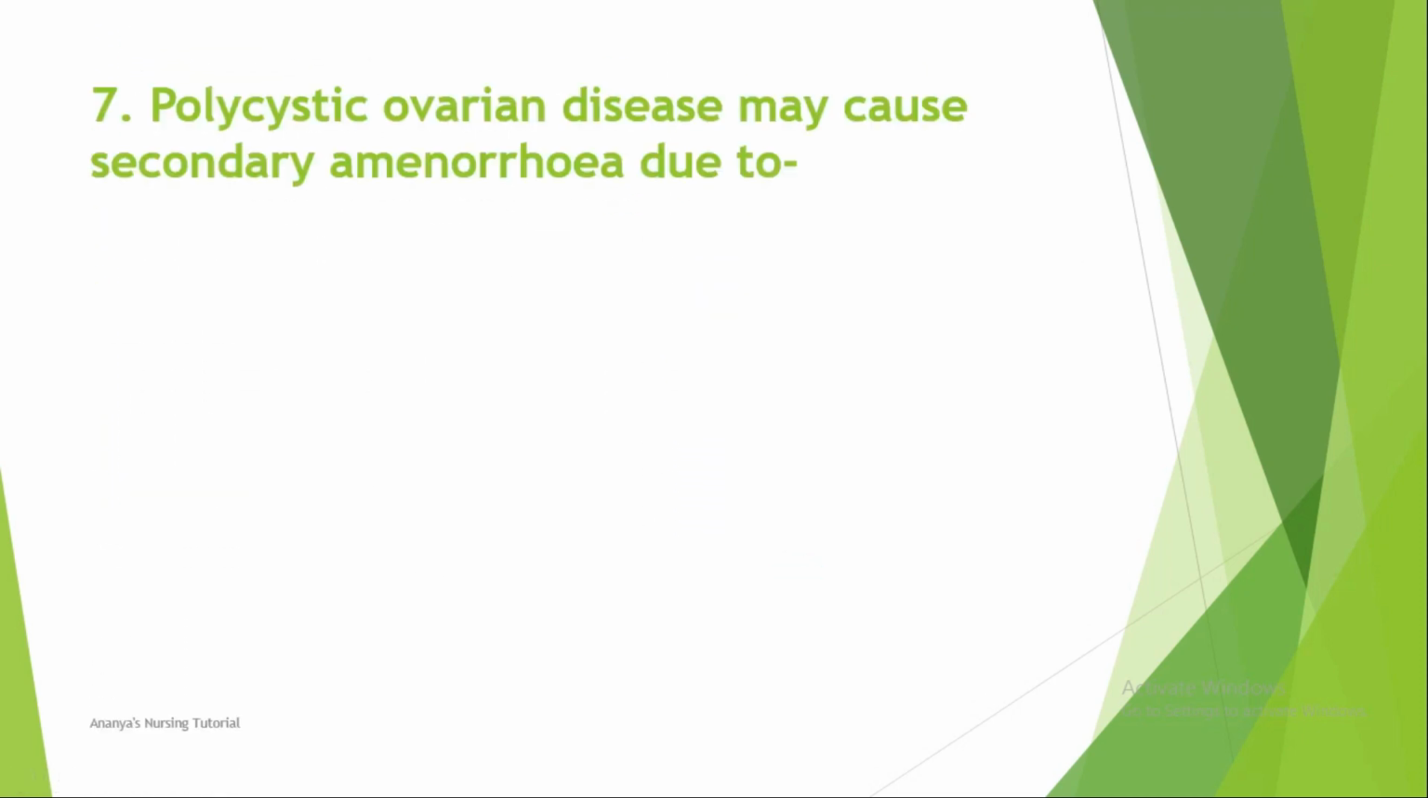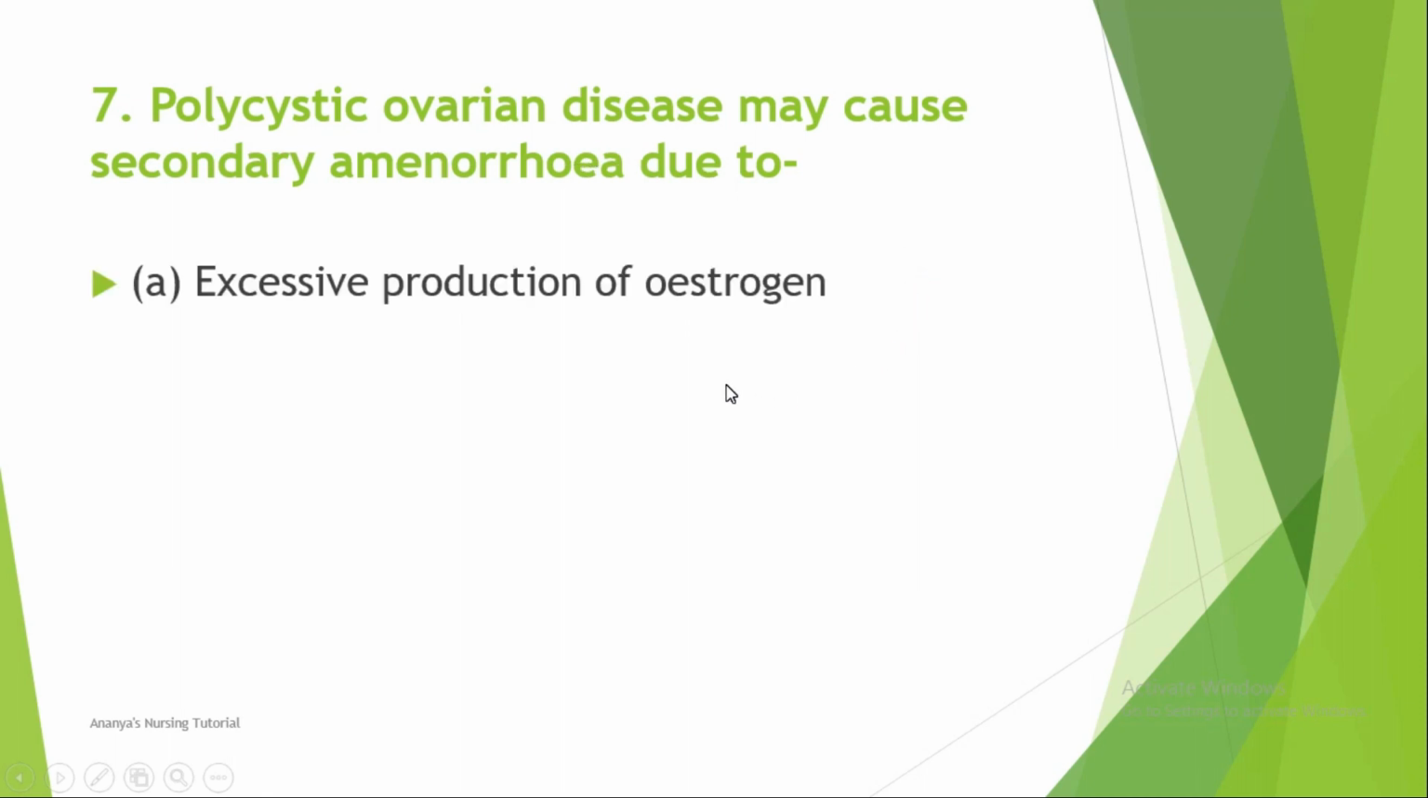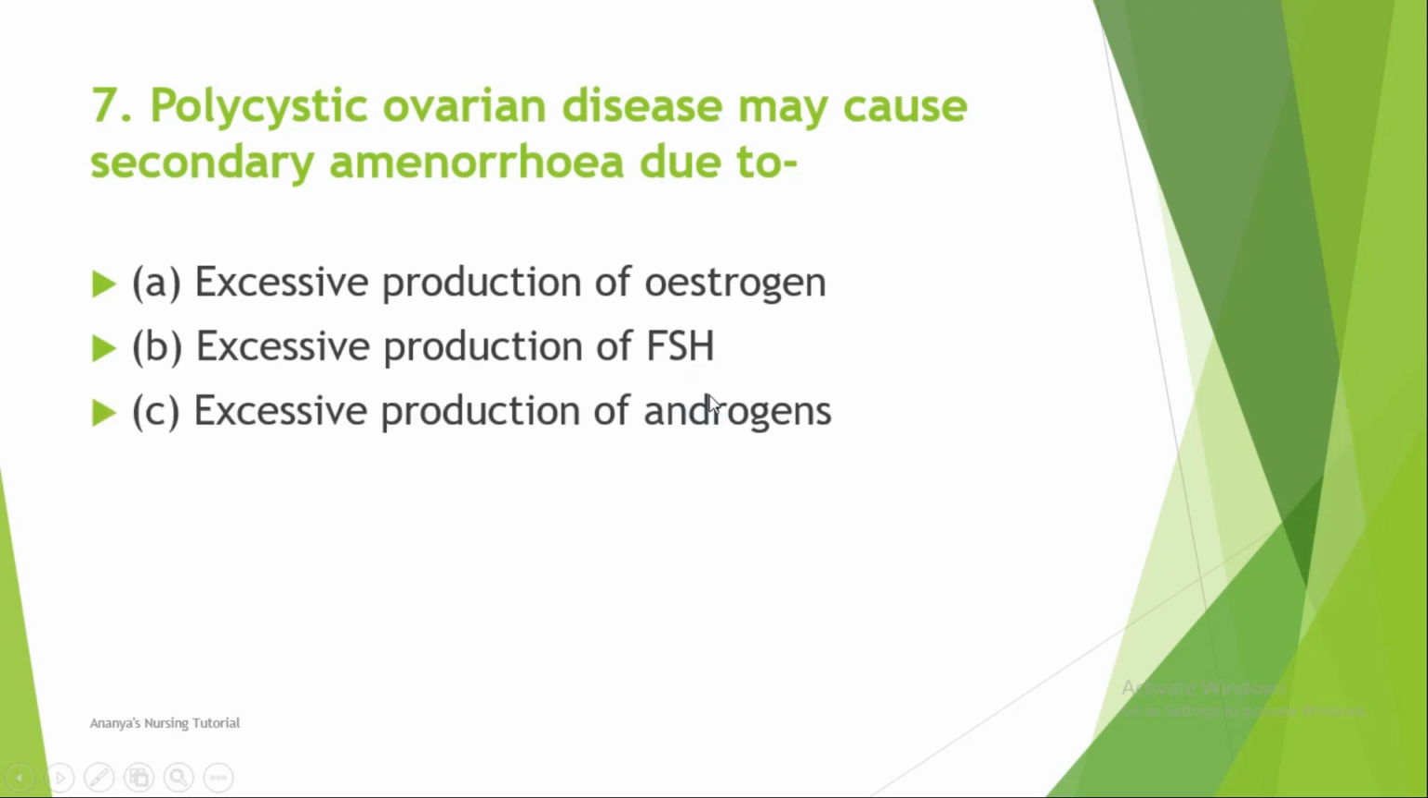Next question. Polycystic ovarian disease may cause secondary amenorrhea due to excessive production of estrogen, excessive production of FSH. FSH means follicle stimulating hormone, excessive production of androgens and all. So correct answer is excessive production of androgens.